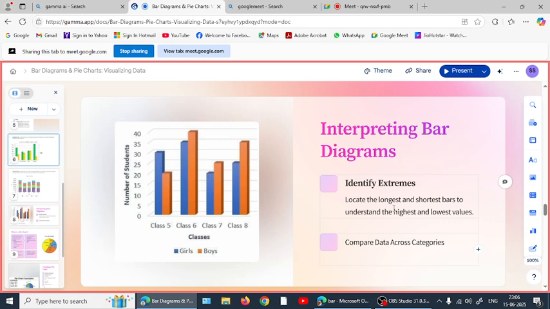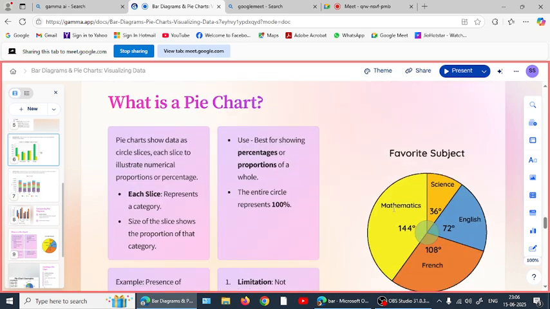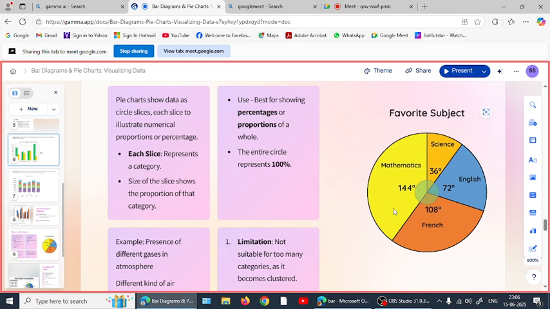Yes, class 7. Like that you can interpret things, you can make out the things. Next is the pie chart. It looks like a pizza. Here each slice represents a category.